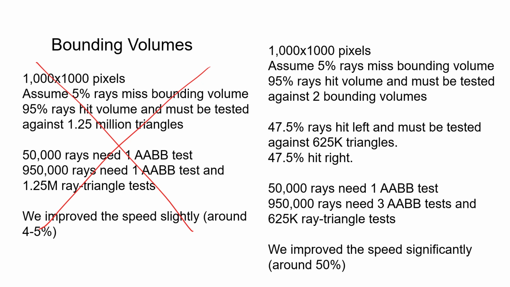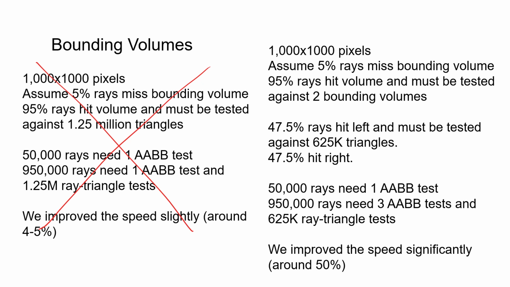So if we compare to previously, and we use the same assumptions, this time round, 5% of the rays will miss the bounding volume and no longer need any further tests. 95% will hit the volume and must be tested against the two bounding volumes this time. Of those, half of the rays will hit the left-hand side and must be tested against the 625,000 triangles, and the other half of the rays will hit the right-hand side.